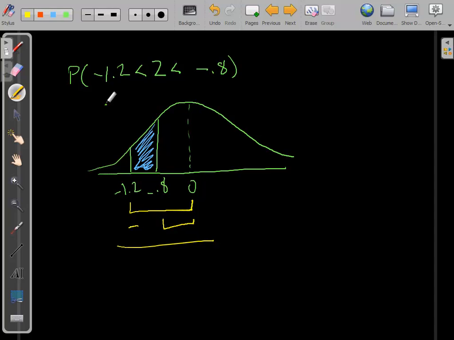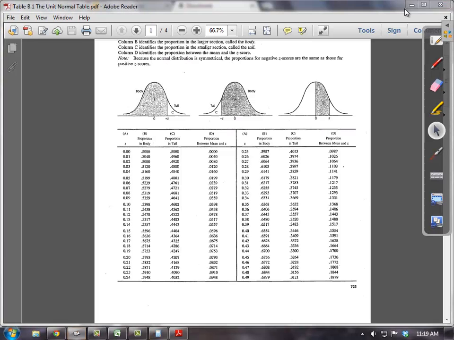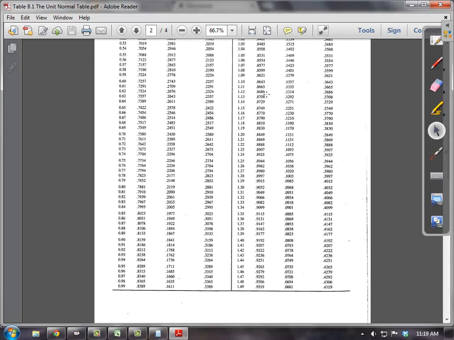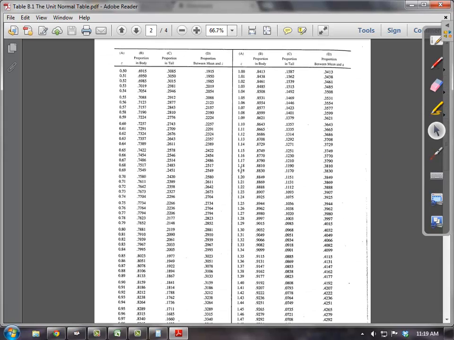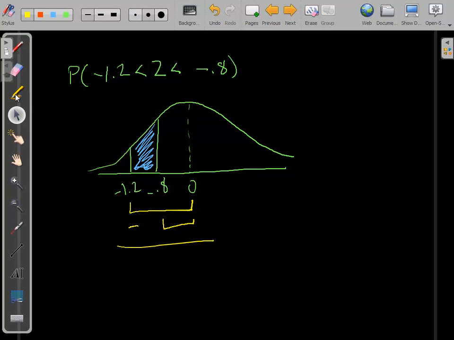So let's flip back over to the table. Negative 1.2, that means we're going to find 1.2 in the z column here. So z 1.2, and we're going to go between the mean and that z-score. So 0.3849. So right here we have 0.3849. So that means 38% is occupied in this zone.